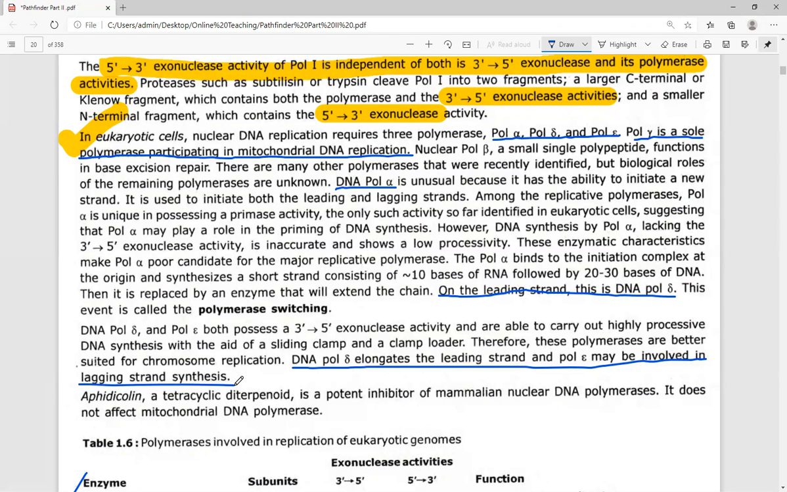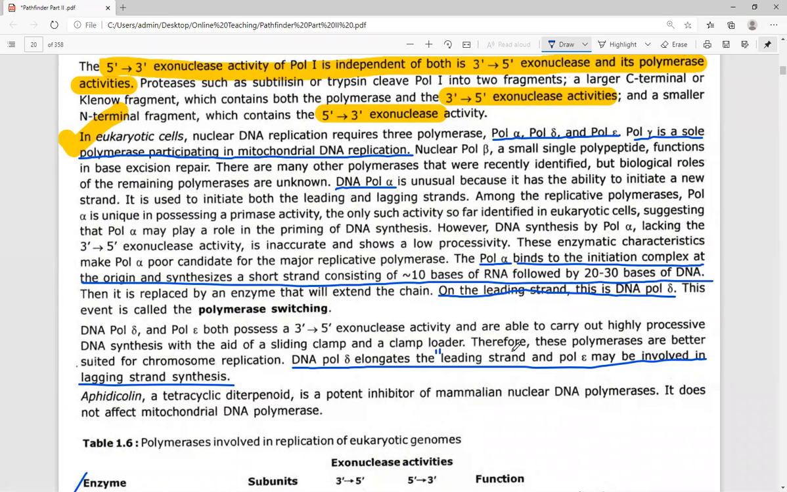What we see here is that during the process of DNA replication, the first DNA polymerase to bind is DNA polymerase alpha. It binds at the initiation complex at the origin, and synthesis of a short nucleotide chain takes place: 10 bases of RNA followed by 20 to 30 bases of DNA. It is then replaced by another DNA polymerase, referred to as delta, and this delta works on the leading strand.